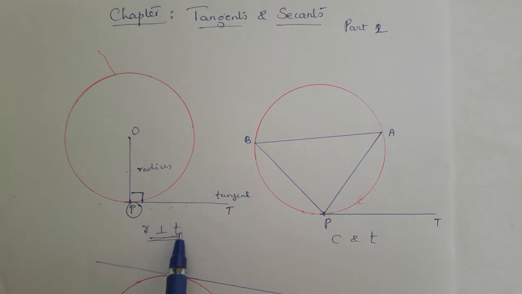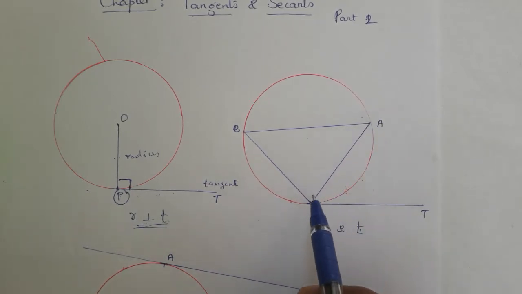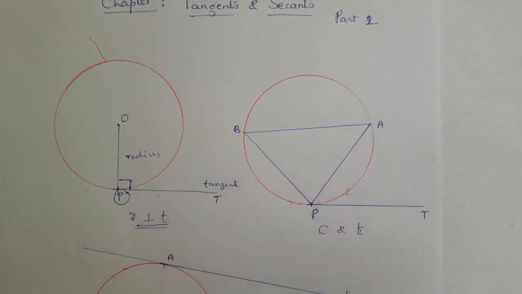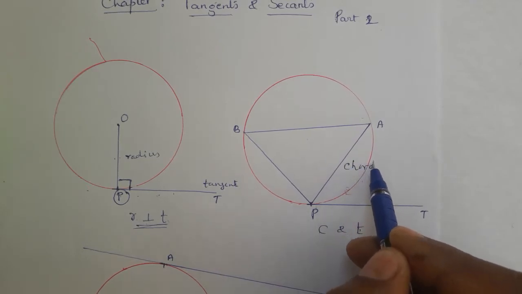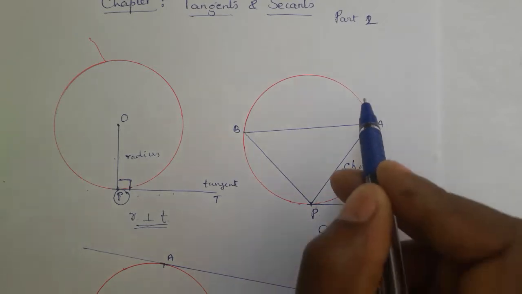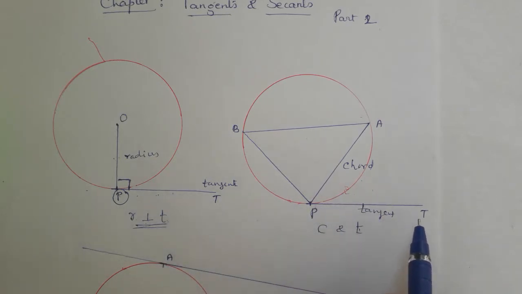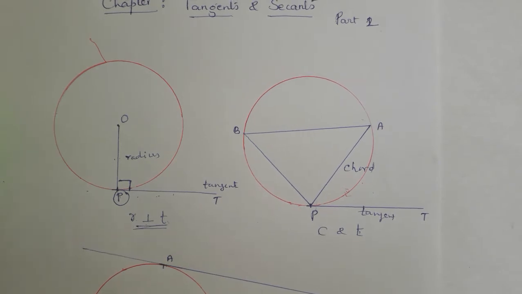The radius is perpendicular to the tangent. Now let us try chord and tangent, and see what result they give. Radius and tangent give a 90 degree result. What result do chord and tangent give? From the diagram, AP is definitely a chord. Right now it is not a radius, it is a chord. PT is what? Definitely it is a tangent because the PT line meets the circle at point P. If you extend the PT line, it goes away from the circle and does not meet it once again, therefore it is a tangent. It should meet the circle at only one point.